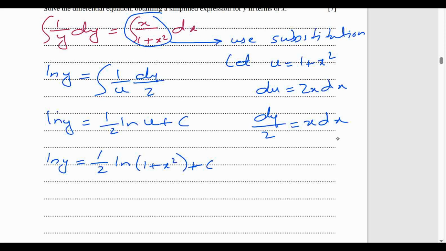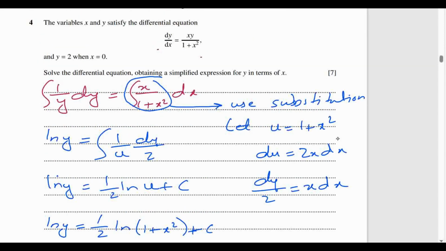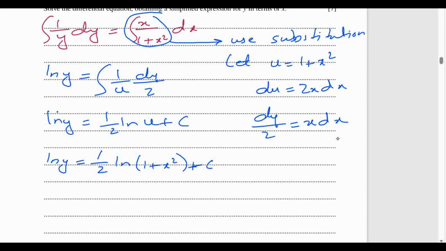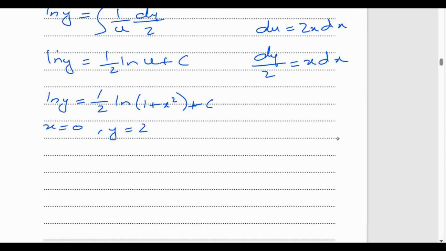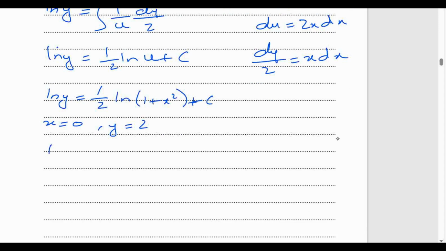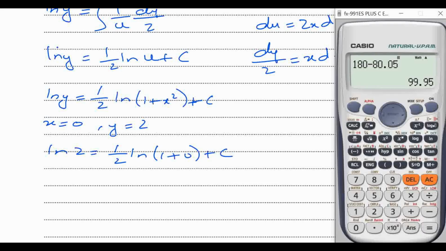अब यहाँ पे हम अगर वैल्यूज देखें, x की वैल्यू 0 एंड y की 2. For x is equals to 0 and y is equals to 2. Just put the values here. So this will be natural log of 2 is equals to 1 by 2 natural log of 1 plus 0 plus c. So from here we can find out the value of c.